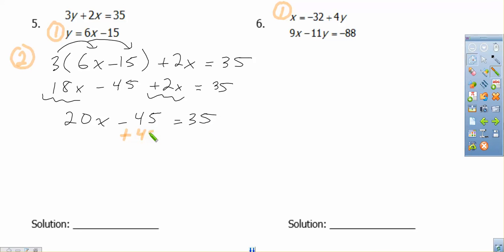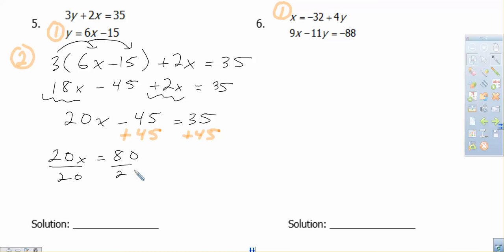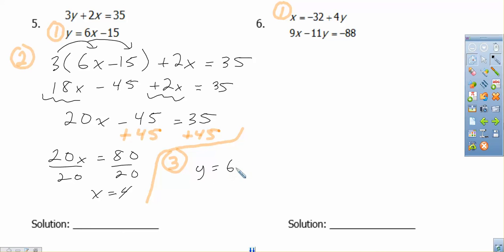Adding 45 to both sides, we get 20x equals 80. And dividing by 20, x equals 4. Step 3, take that value and replace it in the original equation, y equals 6x minus 15. x is 4, so y is 24 minus 15, which is 9. And our solution is 4, 9.